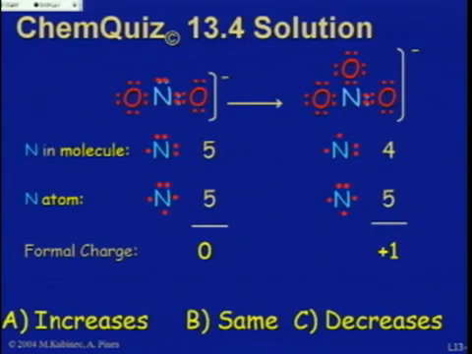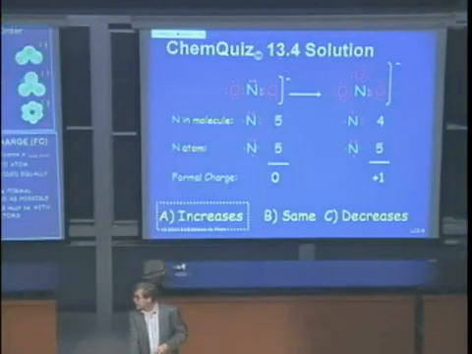So the electron count here was 5, and in the atom it's 5, so no change. And then it's plus 1 here, because it is now 4. 5 minus 4 is 1. That means plus 1. Did the formal charge on the nitrogen decrease or increase? Say again? Increased, okay. It increased. All right, you need to practice this. This will be part of the midterm, and I think there are things in the homework.